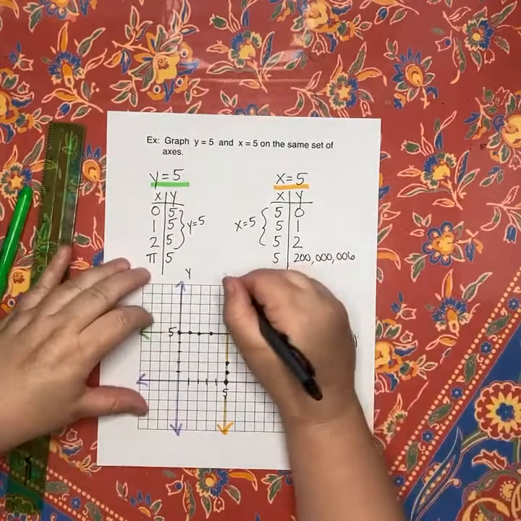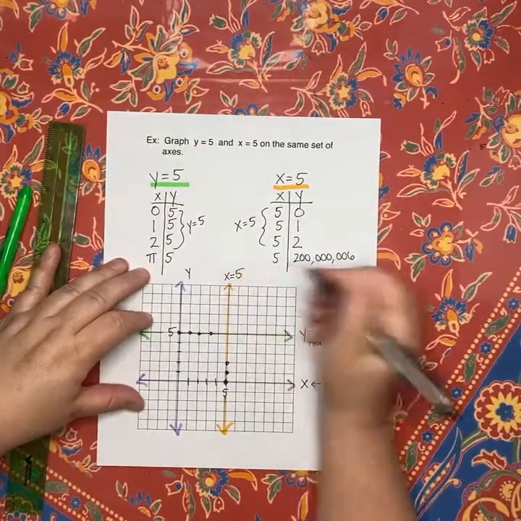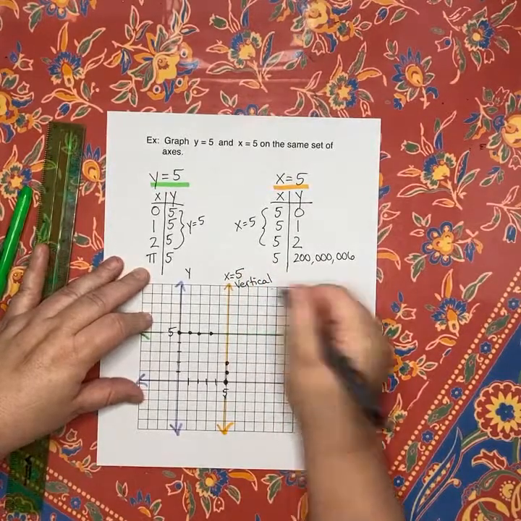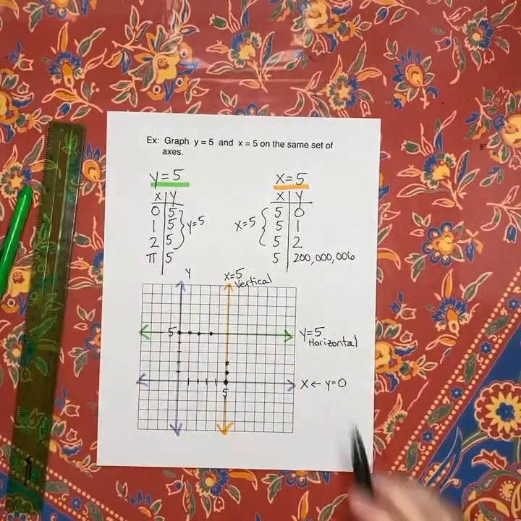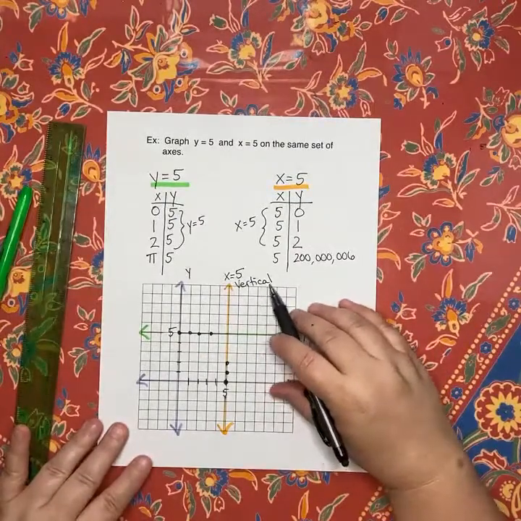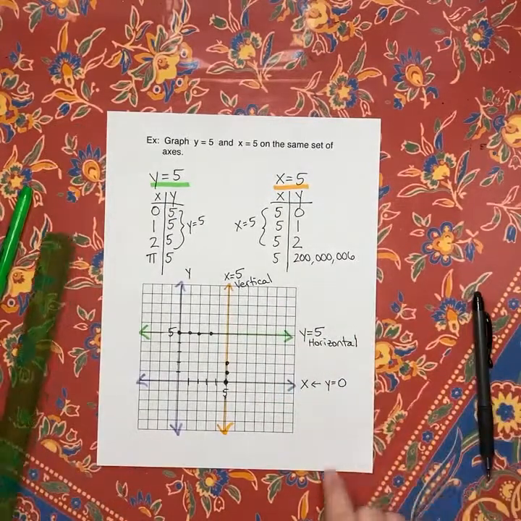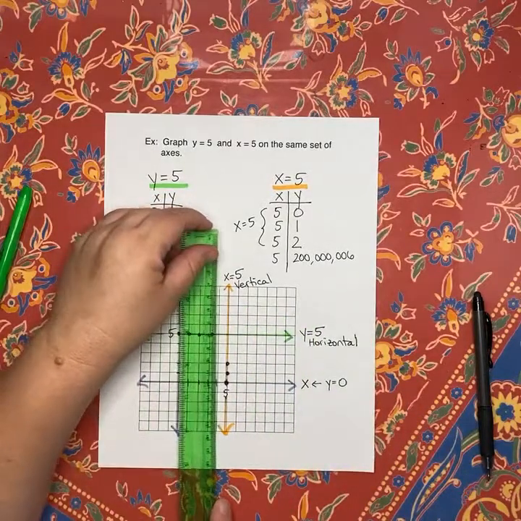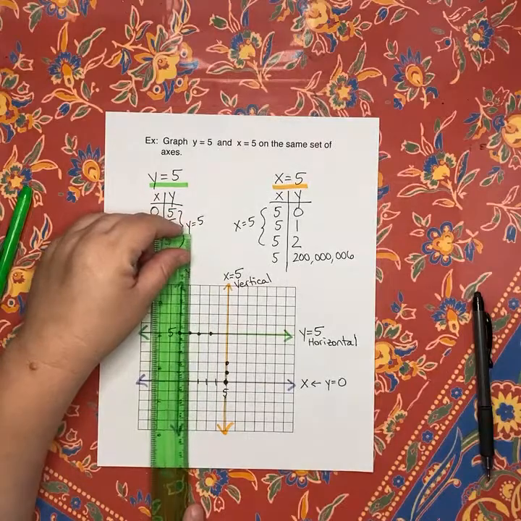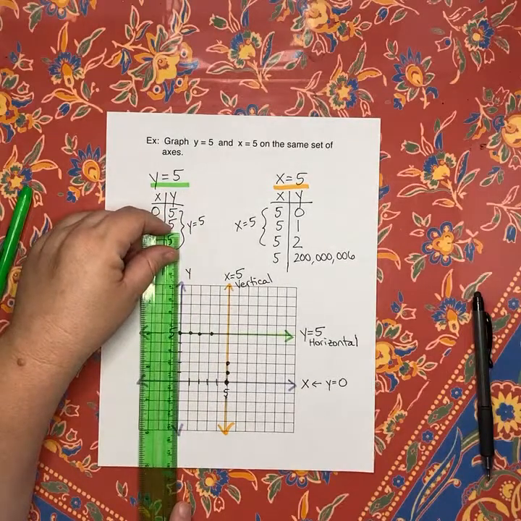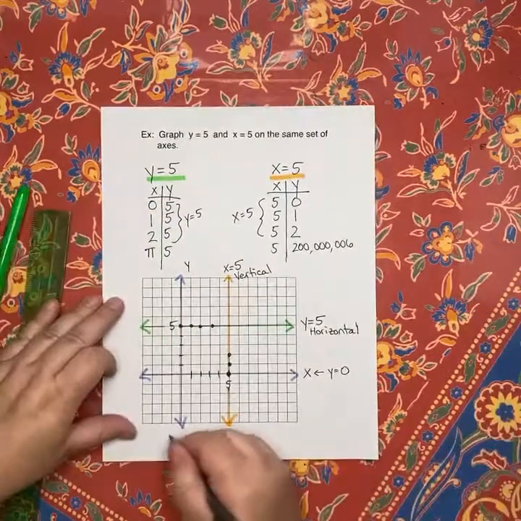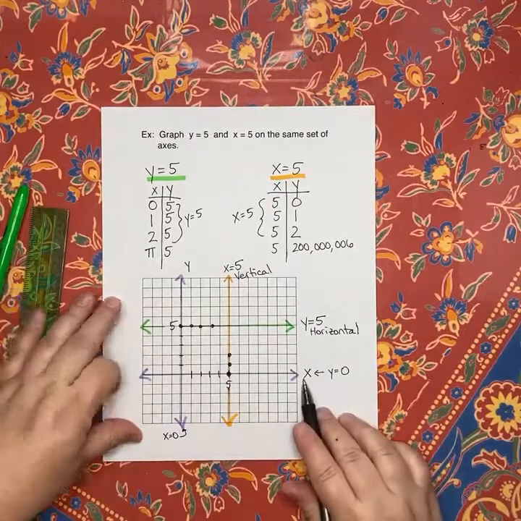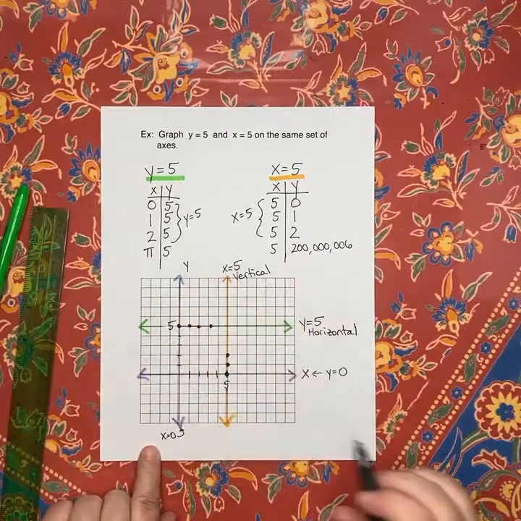This is the equation x equals 5. This is vertical. I know there are a lot of ways to spell English words. This is the vertical one, and this is horizontal. Notice if it were x equals 4, it would be here. x equals 3, x equals 2, x equals 1. x equals 0 is the y-axis. y equals 0 is the x-axis. x equals 0 is the y-axis.